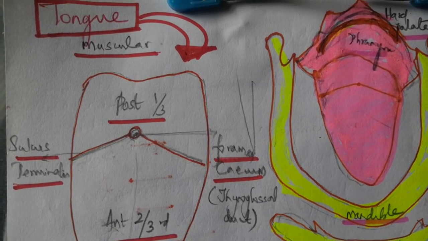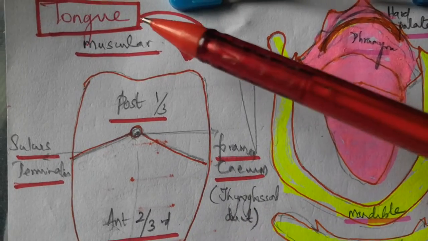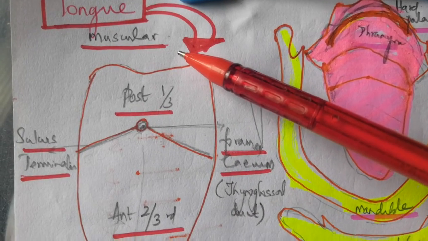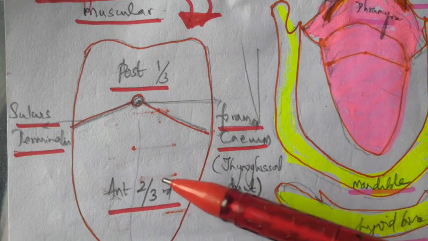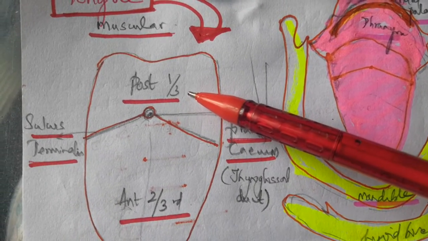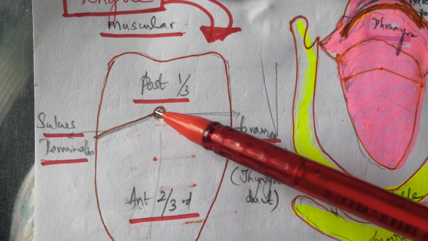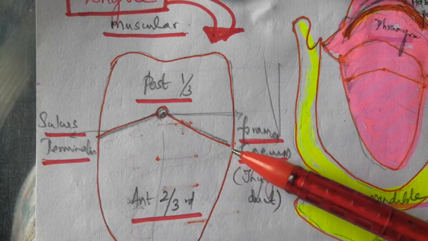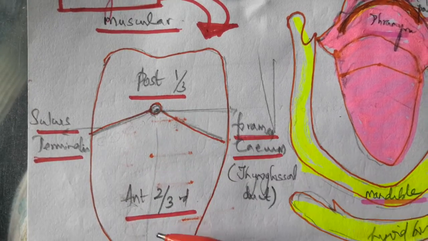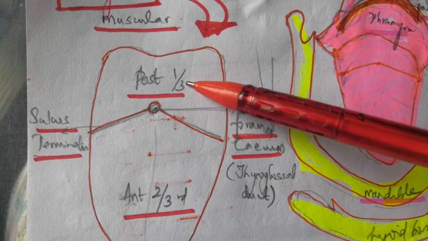We are going to see the topic tongue today. As we all know, the tongue is the muscular organ in the mouth. It is divided into anterior 2/3 and posterior 1/3 by an anatomical area called sulcus terminalis. The sulcus terminalis divides the tongue into anterior 2/3 and posterior 1/3.